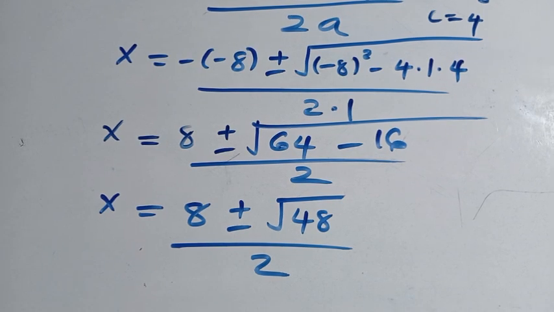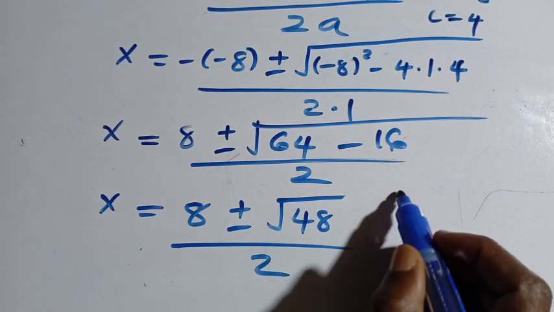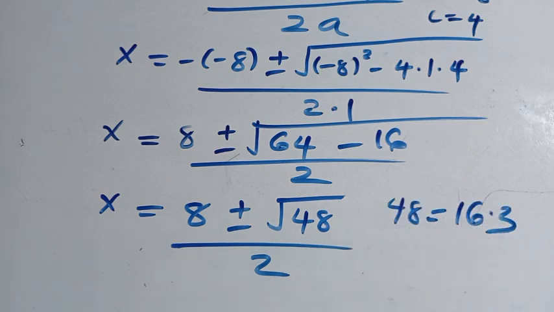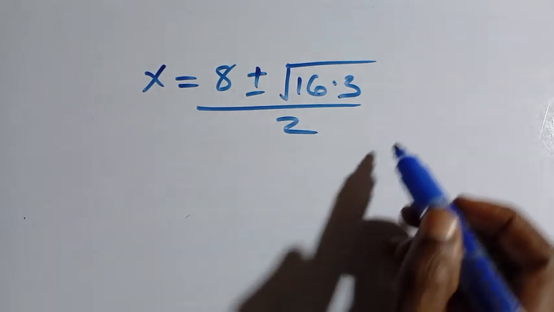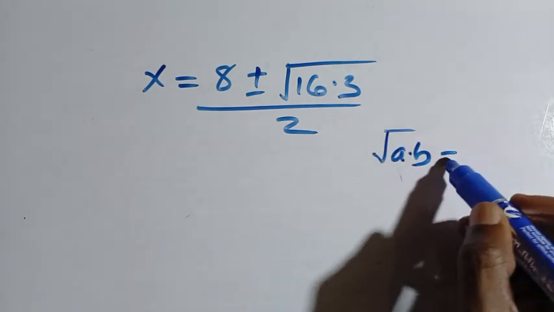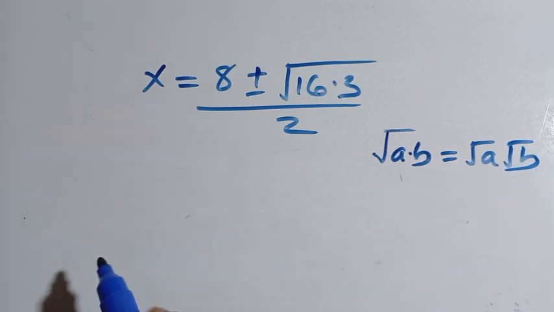And after having this, we are going to rewrite 48 as 16 multiplied by 3, and that gives us 48. So we have to express this 48 in the form of 16 multiplied by 3. By the rule of surds, when we have the square root of a multiplied by b, this equals the square root of a multiplied by the square root of b.